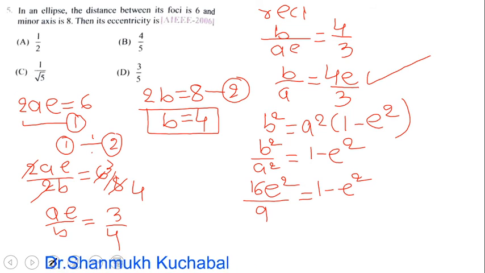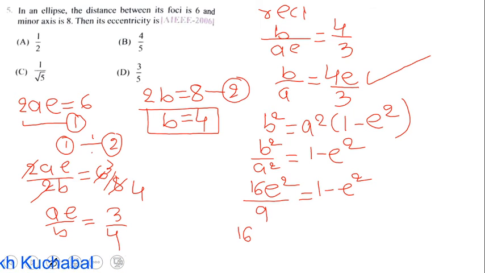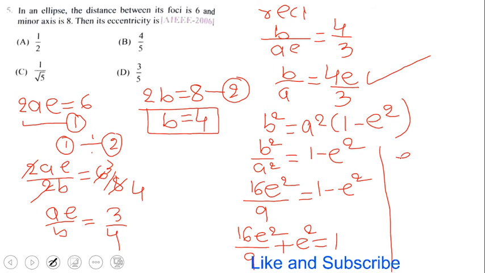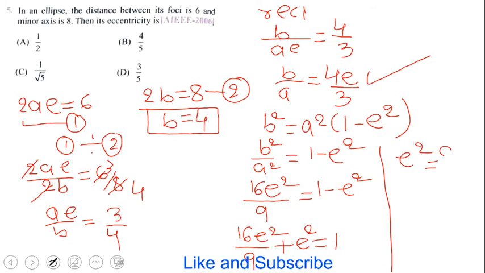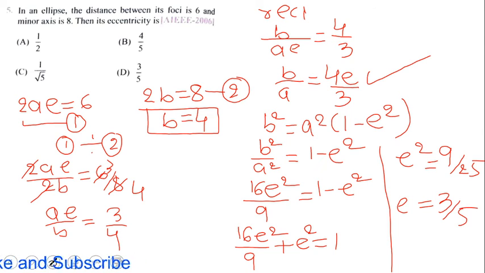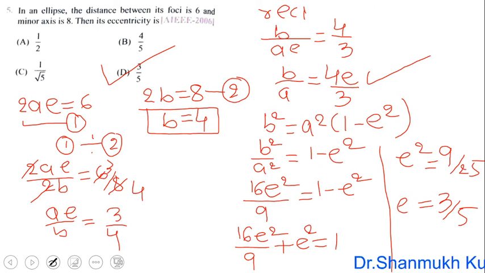This e square, we will transpose to the LHS. So we get 16e square by 9 plus e square equal to 1. Further we will simplify it. So we get e square equal to 9 by 25. So e we get as 3 divided by 5. So option D is the right answer.